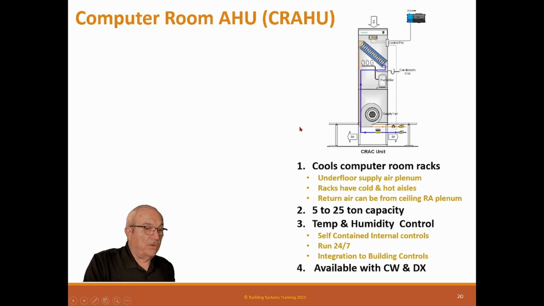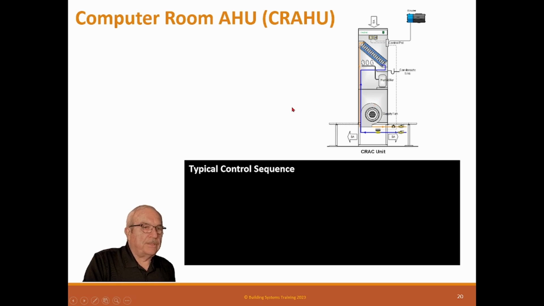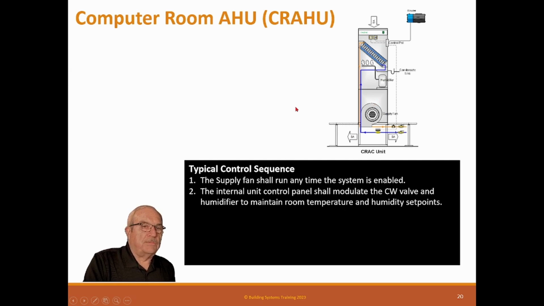Available with chill water or DX or combo units. They do have units that have both, so the DX is standby in case the chill water fails. They have standby depending on what's happening in the space. Typical sequence is pretty simple. Supply fan should run anytime the system is enabled.